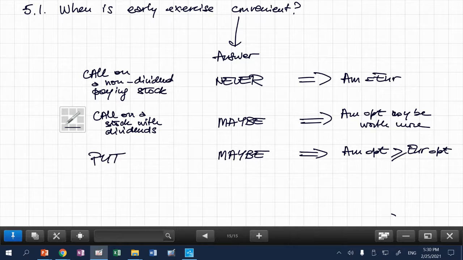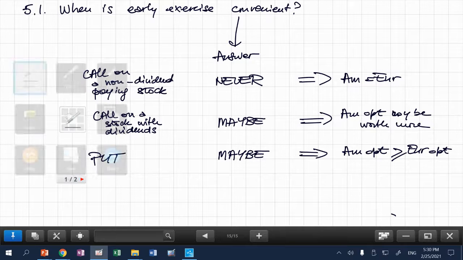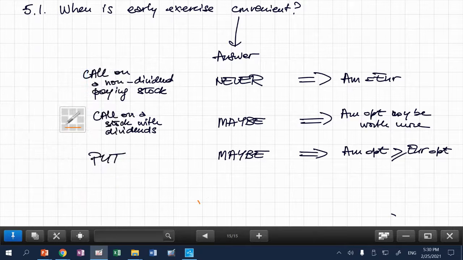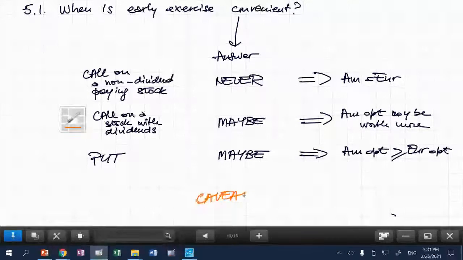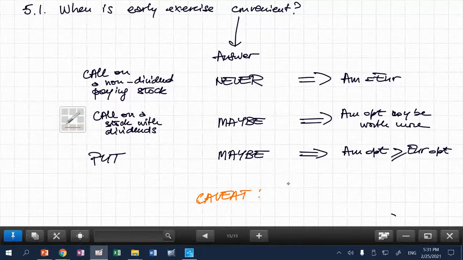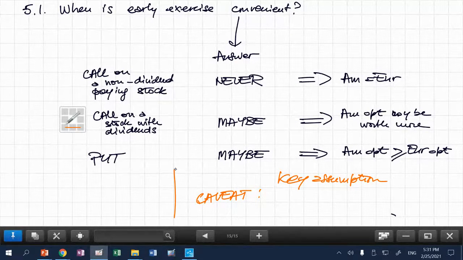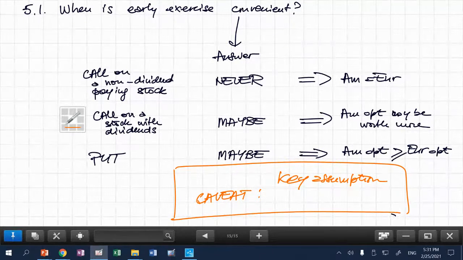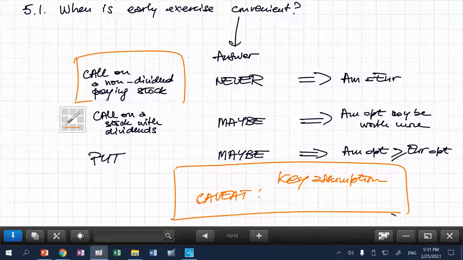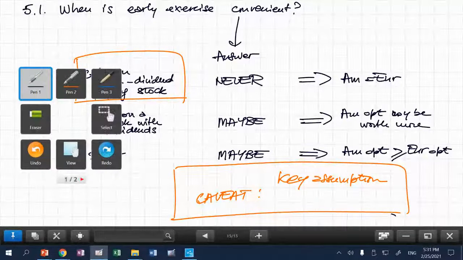Now, one point that I would clarify at the end. This is the typical structure of how it is explained in textbooks. There is a big point of attention, a big caveat, in Latin, which is one key assumption that I would point your attention to at the end. So we are getting back here because that's important. Now, let me start from the first case, a call on a non-dividend paying stock.